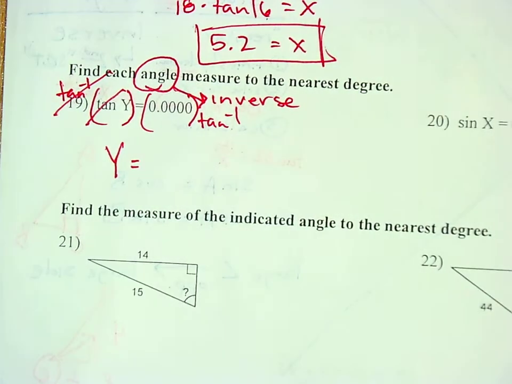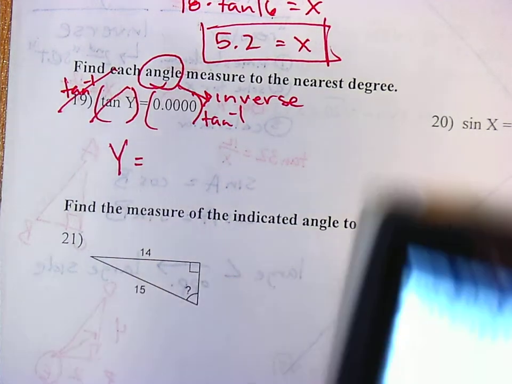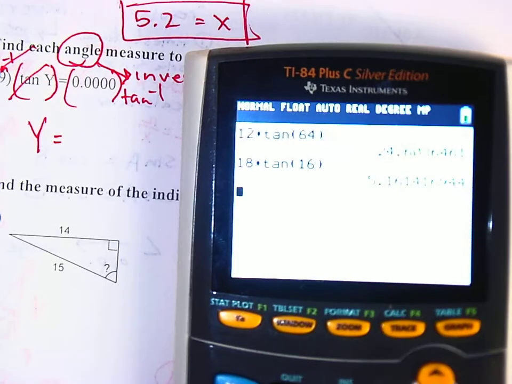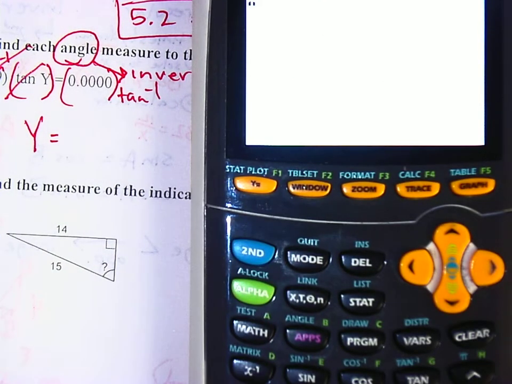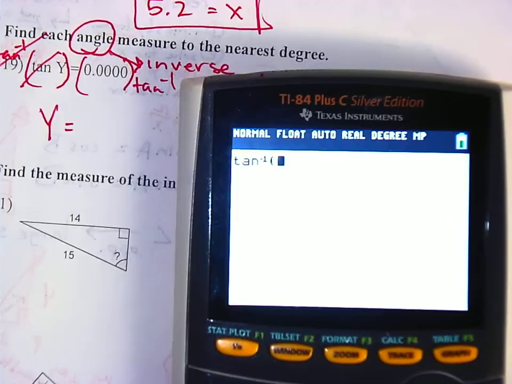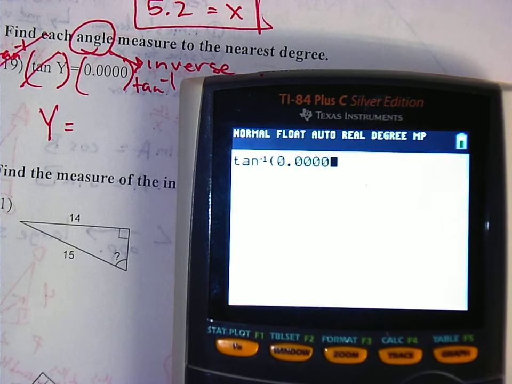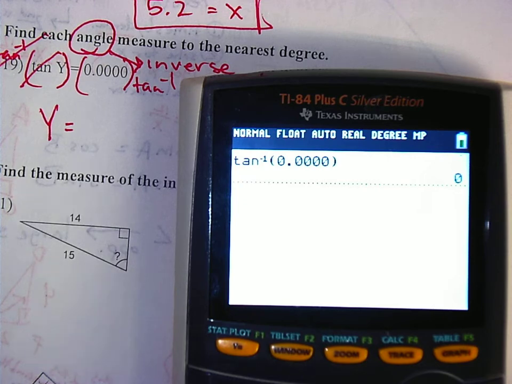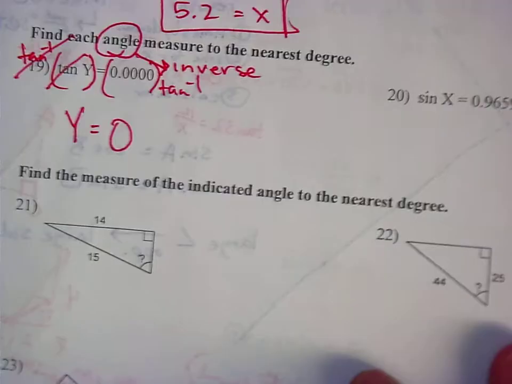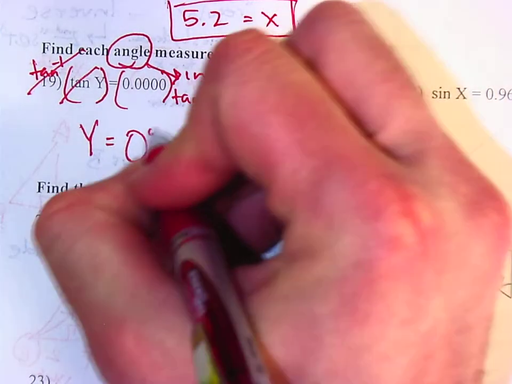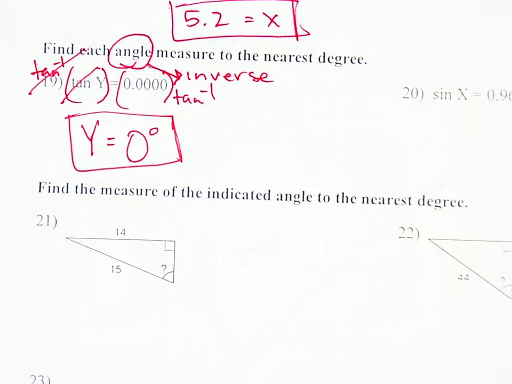Well, y is alone now, so we can just plug in whatever's on the other side into our calculator. So we just take the second tangent, so second button. Let me show you that again. Second button, tangent of 0.0000. It wouldn't change if you just put in 0, but I put in exactly what they put there. And we get 0. So y equals 0. Now remember, these are angles, and so their units are always degrees.